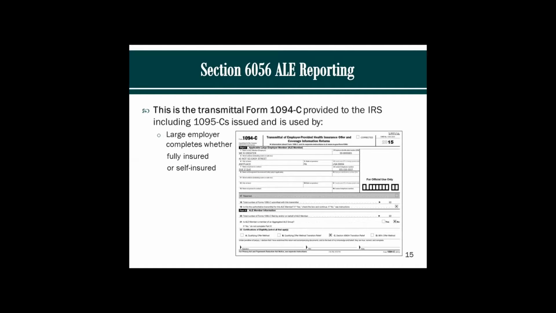On the next slide, this is a sample of a Form 1094-C, again, that goes to the IRS. So again, you as a large employer would be completing this, whether you're fully insured or self-insured. Now, this sample only shows 2 parts of the 1094-C, but there are 4 parts, and we just couldn't fit everything on one slide. So again, just showing that you're completing the employer information, your address, your EIN, contact information, and then it also shows that you do have to sign and date it.